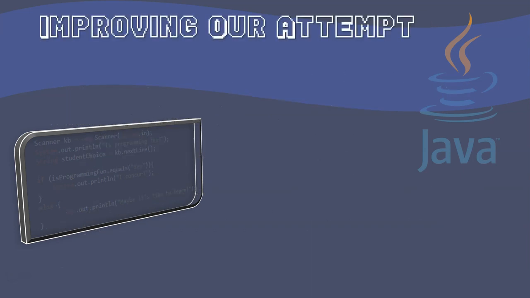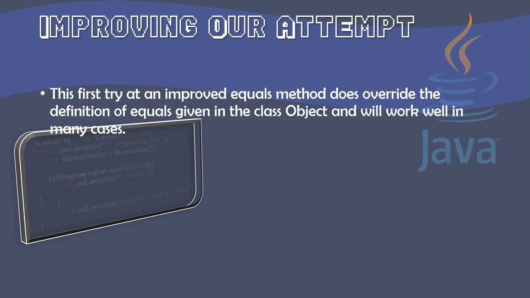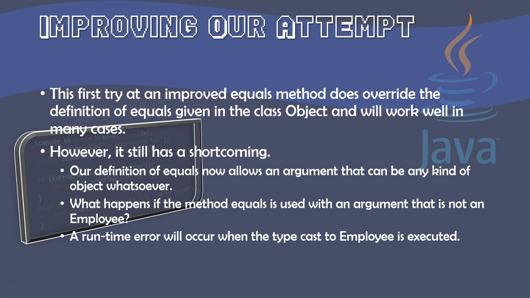So let's work on improving our attempt to make it just a little bit better. The first try at an improved equals method does override the definition of equals given in the class object, and will work well in many cases. It works. It has functionality, but it still has a little bit of a shortcoming. Our definition of equals now allows an argument that can be of any kind of object whatsoever, which is not necessarily what we want. What happens if the method equals is used with an argument that's not an employee? What if we pass in, let's say, a string type? Or we pass in, let's say, a date type?